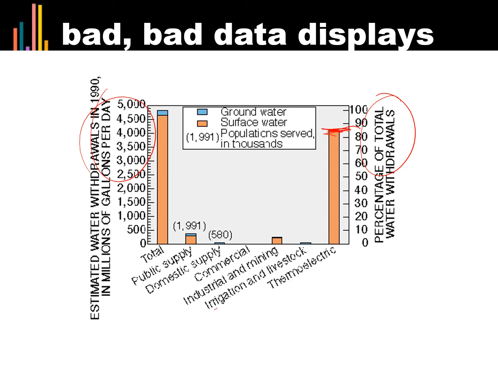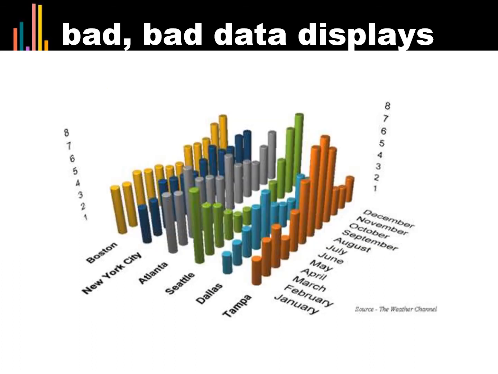This is also a good example of what happens when you have these long labels and they're on the bottom. Also, you notice that the scale is bad because the blue, which represents groundwater, can't be seen there. You can't tell what the numbers are. And this is really confusing. 1991 and 580. I don't even know what those numbers are. So bad data display there.